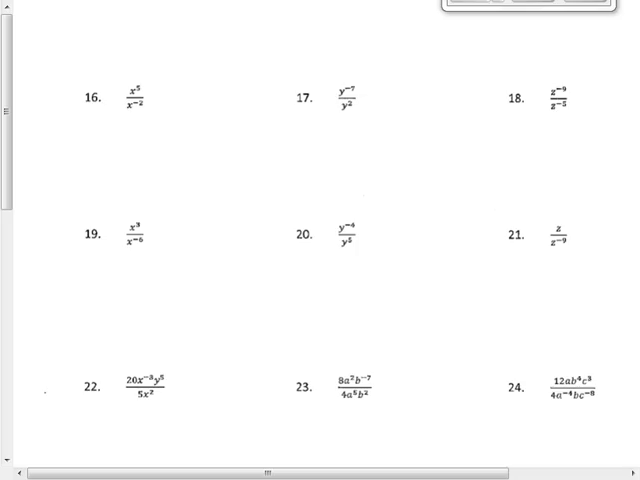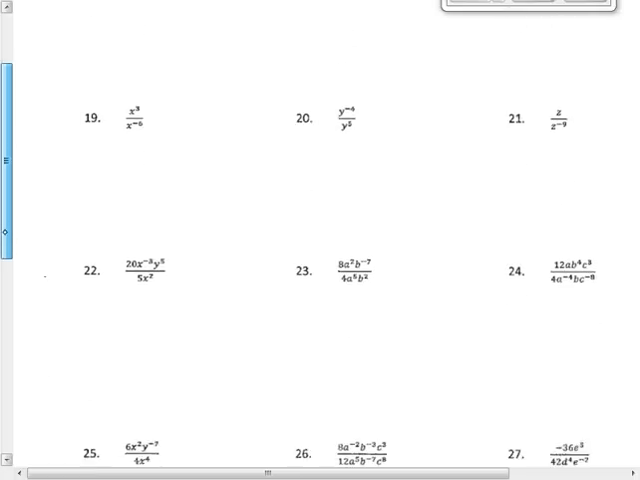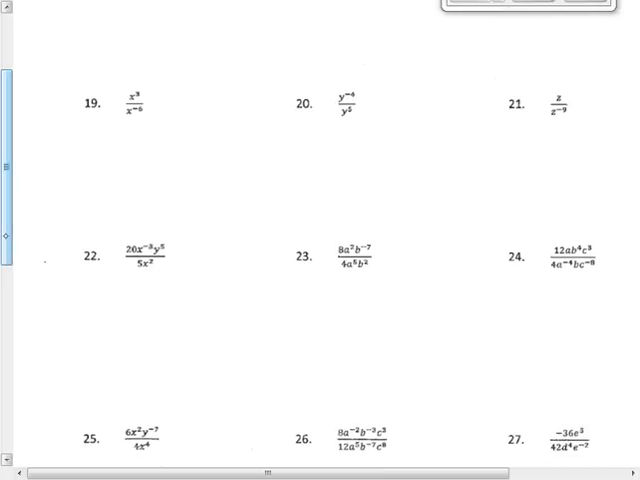Jumping to the back, dealing a little bit with some negative exponents. Number 19, I've got x to the third. That does not have a negative exponent. The x to the sixth does have a negative exponent, so I need to bring that from the bottom of the fraction to the top of the fraction, which now brings us to the rule of like bases.